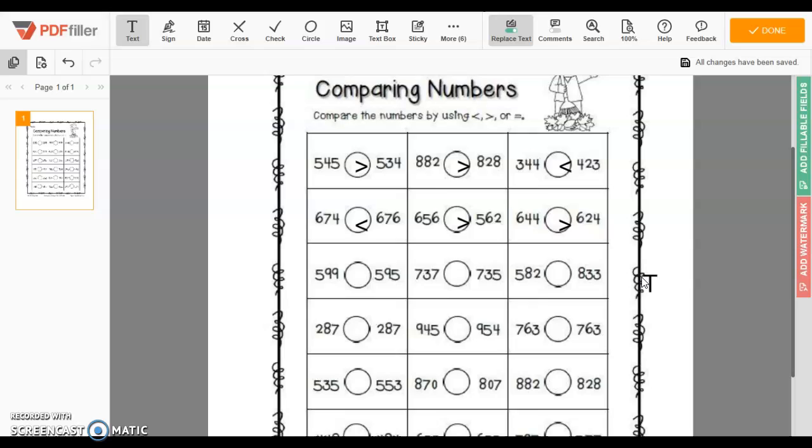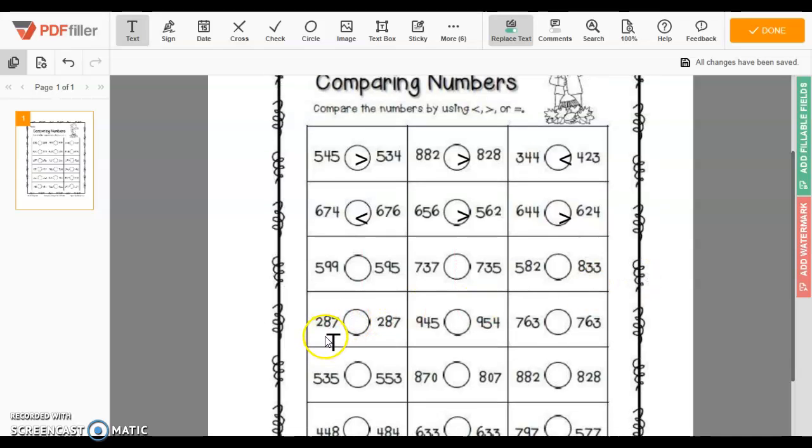Okay, I want us to slide down here. Here we have 287 and 287. We're going to start with our largest place value that we have. And here we're working with hundreds, so that's our largest place value. What number do I have in my hundreds place in 287 here? Yeah, a 2. What about here? What number do I have in my hundreds place? Also a 2. Awesome. So we know that our hundreds place doesn't tell us anything.